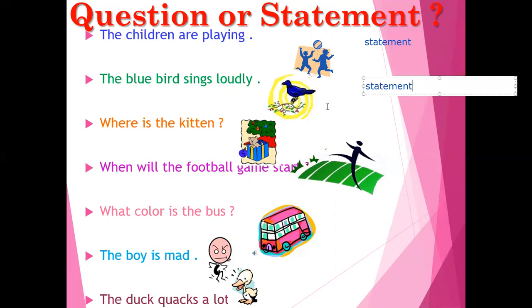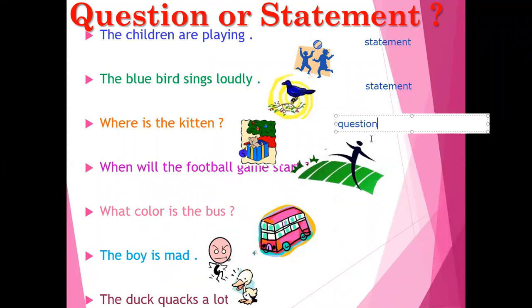Where is the kitten? We can answer this sentence. We can say the kitten is in the box. So this is a question. How did you know that? Because it begins with a question word where, it asks about the place, and it ends with a question mark. Here, when will the football game start? When, and we have a question mark at the end.